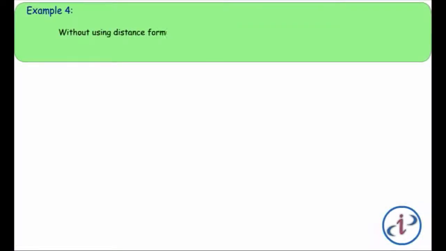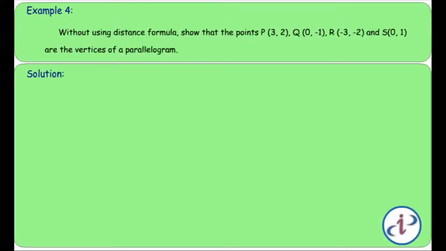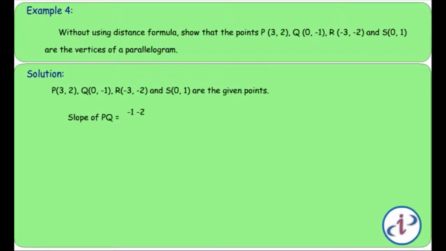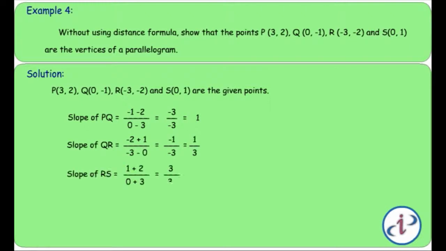Without using distance formula, show that the points P (3, 2), Q (0, minus 1), R (minus 3, minus 2) and S (0, 1) are the vertices of a parallelogram. Given the coordinates of P, Q, R and S, let us find the slopes of the given lines. The slope of PQ is equal to minus 1 minus 2 divided by 0 minus 3, which is equal to 1. Similarly, the slope of QR is equal to 1 by 3. The slope of RS is equal to 1 and the slope of SP is equal to 1 by 3.